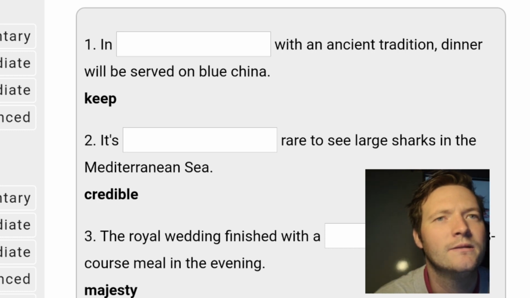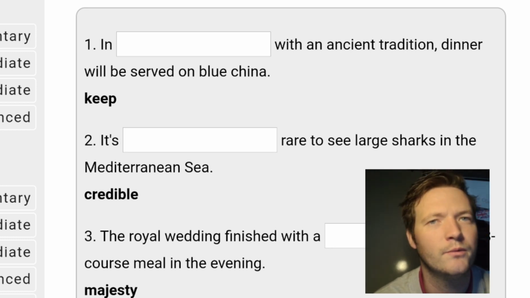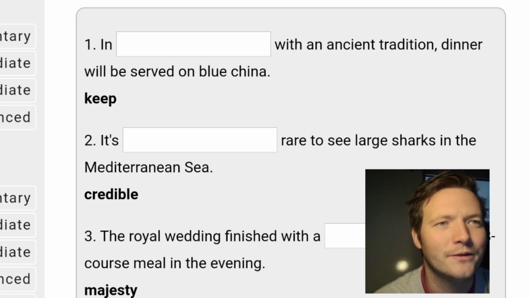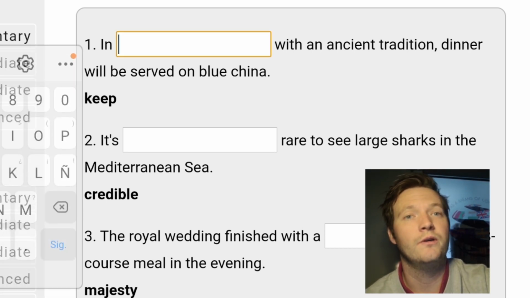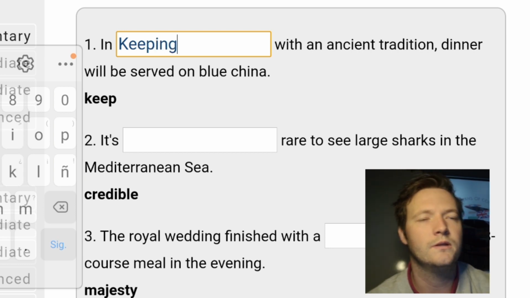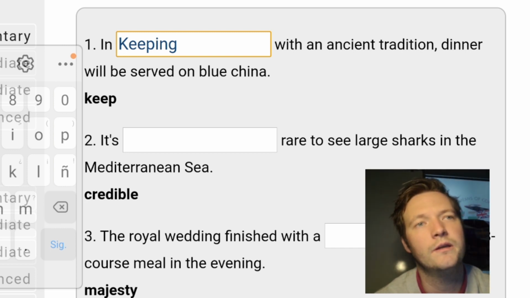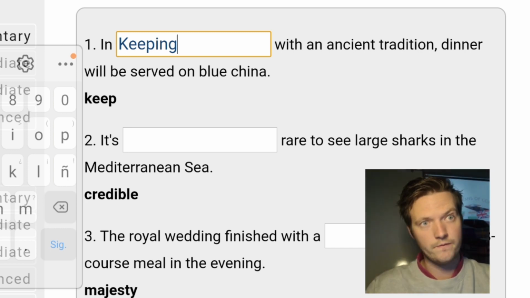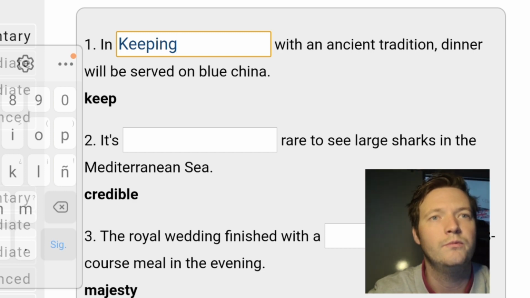Number 1. In keeping with an ancient tradition, dinner will be served on blue china. China is what we call porcelain. Surprised we're still allowed to call it that, but we still do. Yeah, so this is an expression, you either know it or you don't. In keeping, right? So it's like maintaining the ancient tradition, adhering to something. Yeah, in keeping with an ancient tradition, dinner will be served on blue china.